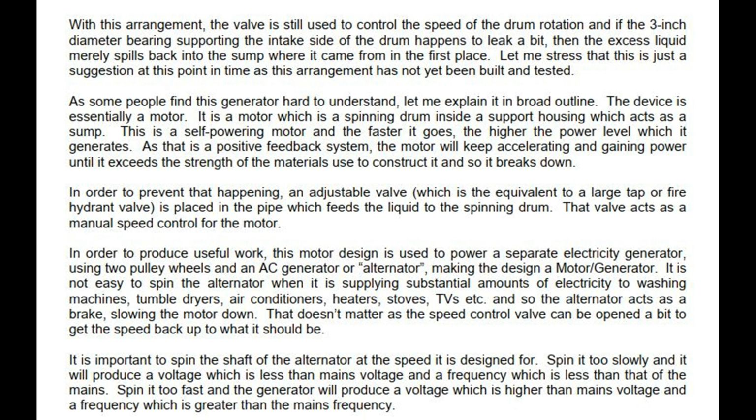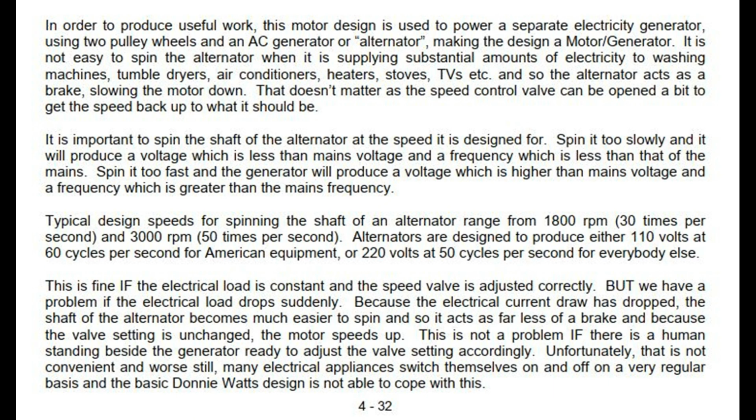Typical design speeds for spinning the shaft of an alternator range from 1800 rpm, 30 times per second, to 3000 rpm, 50 times per second. Alternators are designed to produce either 110 volts at 60 cycles per second for American equipment, or 220 volts at 50 cycles per second for everybody else. This is fine if the electrical load is constant and the speed valve is adjusted correctly.